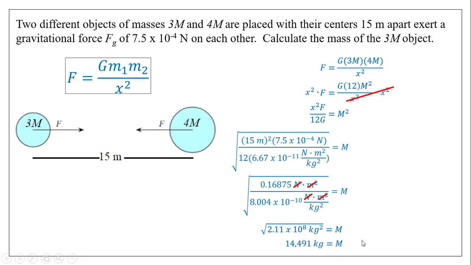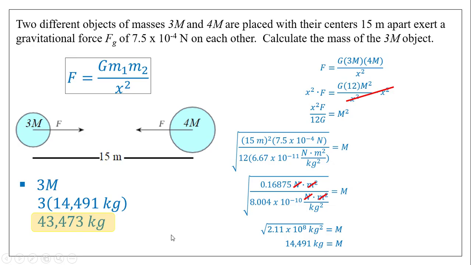I want to point out that you're not done yet here, right? You just found what M is. So you can't stop here. The question asks you to calculate the mass of the 3M object. Well, you just found M, so to find the mass of 3M is super light work. Just carry it down. Here's the left mass that I just called 3M. Here's the 3. I know what M is. I just calculated M is 14,491 kilograms. So 3 times 14,491 will give me 43,473 kilograms.